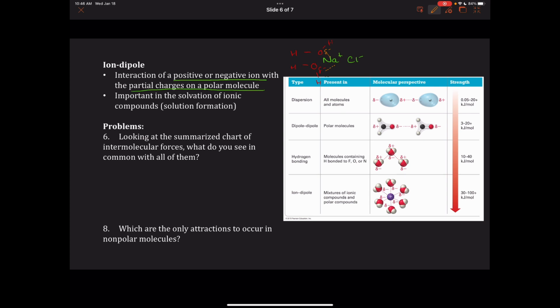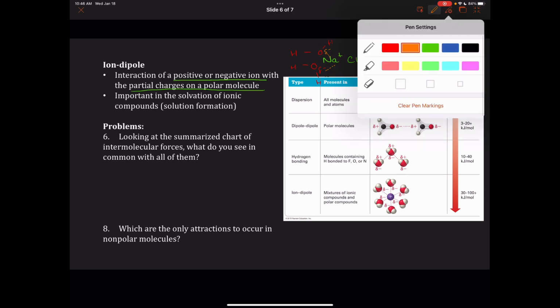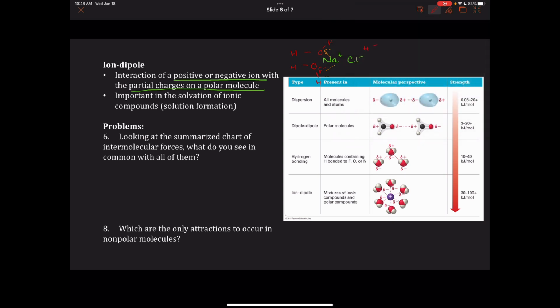We're going to attract to that positive charge. Then the partial positives on my hydrogens are going to attract to my negative charge. So my water molecule being polar has those partial charges. It's going to surround my ionic compound.